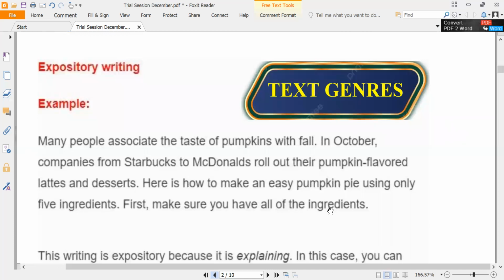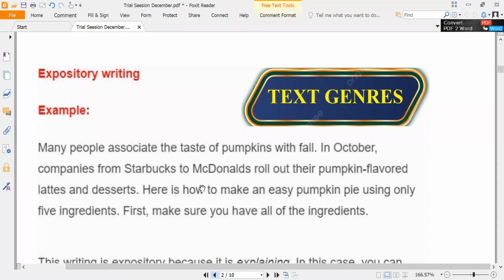Let's continue on the text genres using examples to identify what text type it is. We'll give you a minute. Read the first paragraph silently and tell me what type of text it is and why. Okay, Jana?